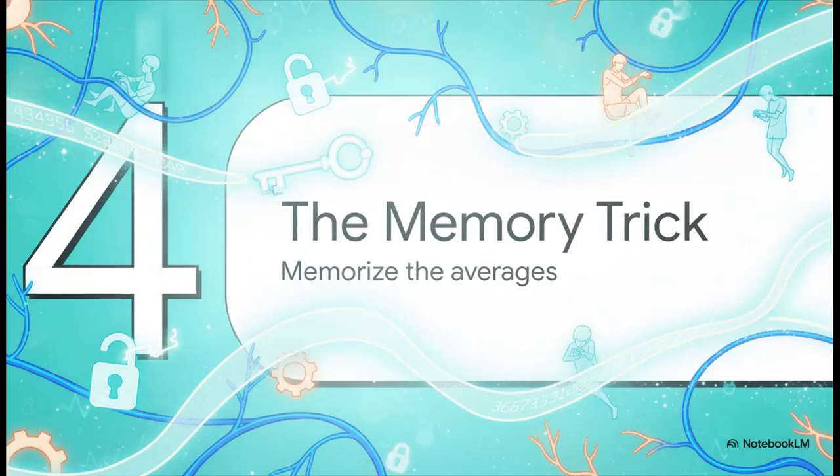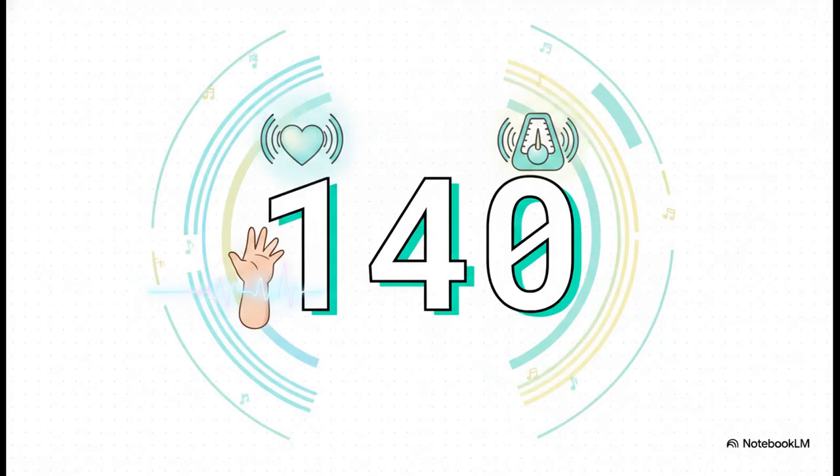Which brings us to our final section, number 4, the memory trick to easily memorize all those averages. Look, trying to memorize all those different ranges can feel completely overwhelming. But don't worry, we're going to unlock a really effective cheat code right now so you never need to look at a chart again. To use this trick, you only need to commit one single number to memory. 140. That's 140 beats per minute, which, as we just learned, is the average pulse for a newborn. Just lock that one number into your brain.